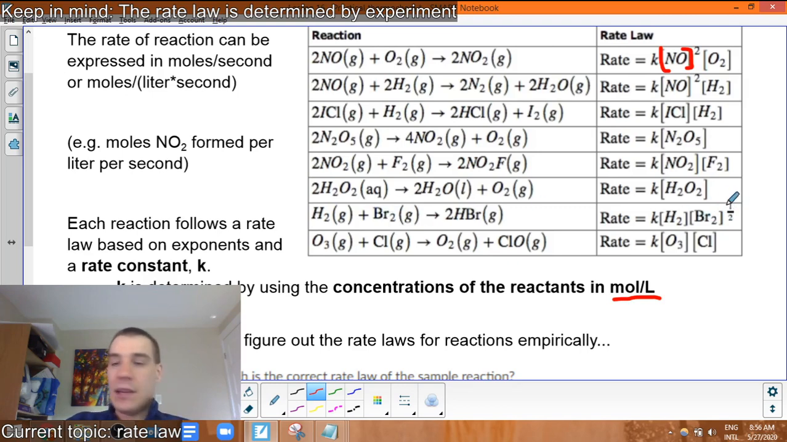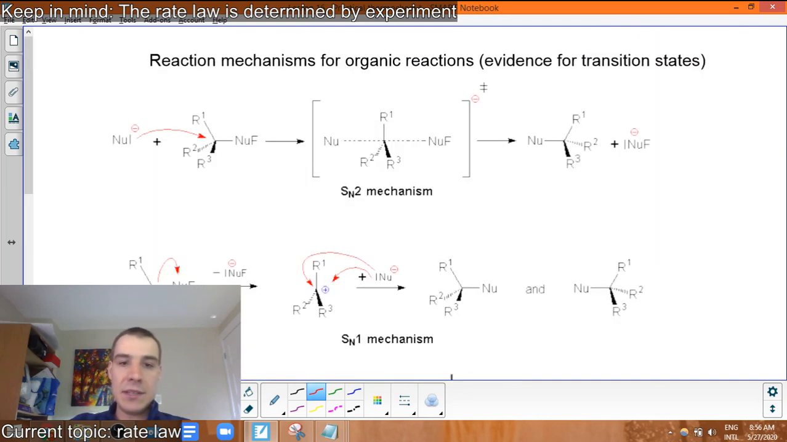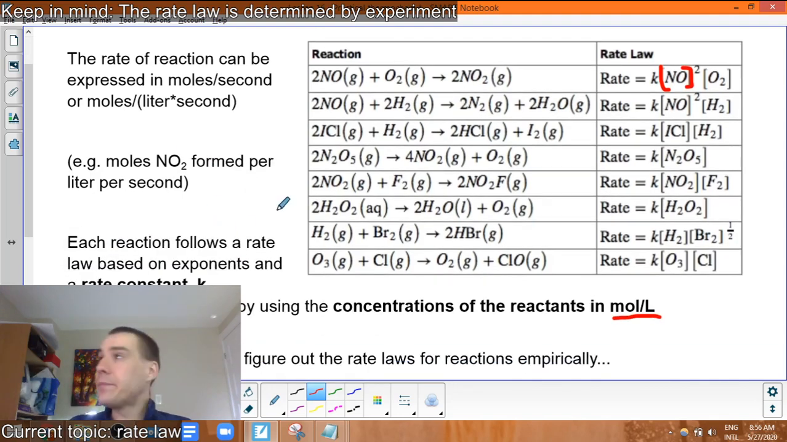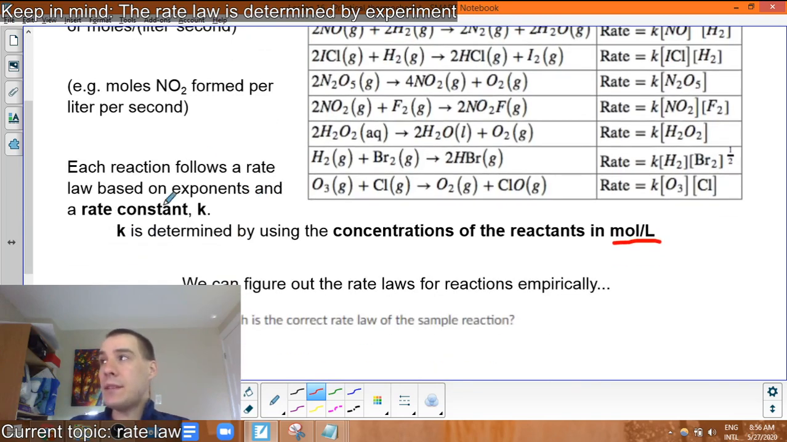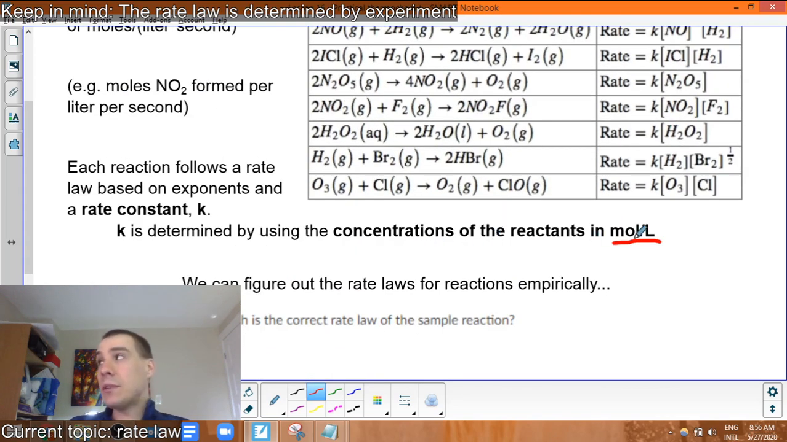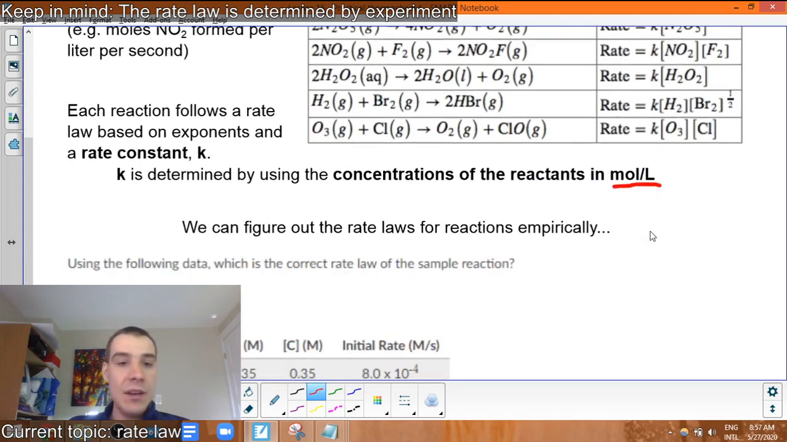So yeah, the rate law can help us understand how these mechanisms proceed, because we can figure out, if it's a square, maybe it takes 2 molecules instead of 1, things like that. Everything follows it. We got a rate constant K, and K is determined by using concentrations in moles per liter. So you can find tables of the K of various reactions, and it also changes with temperature because of how much energy there is.